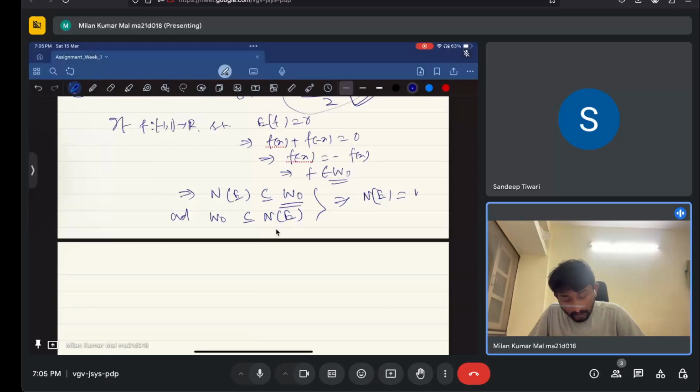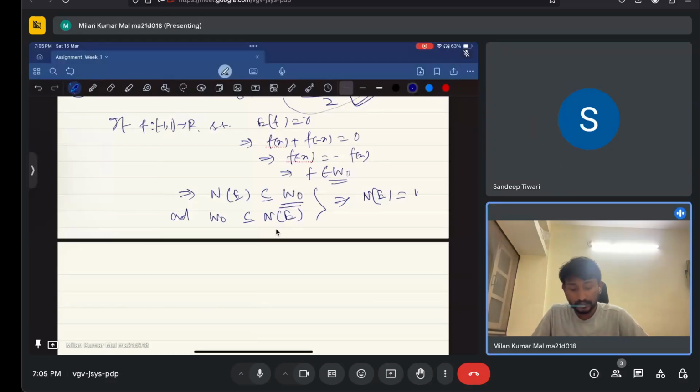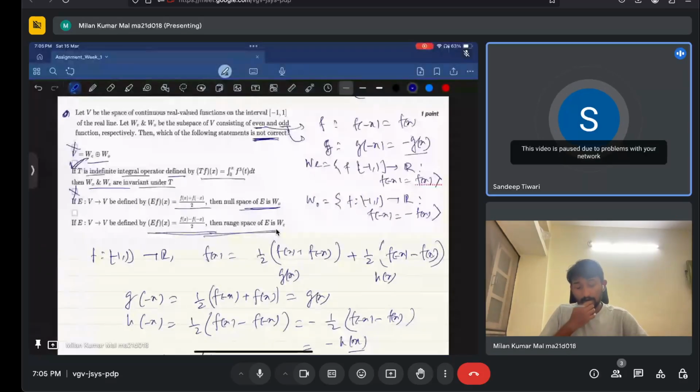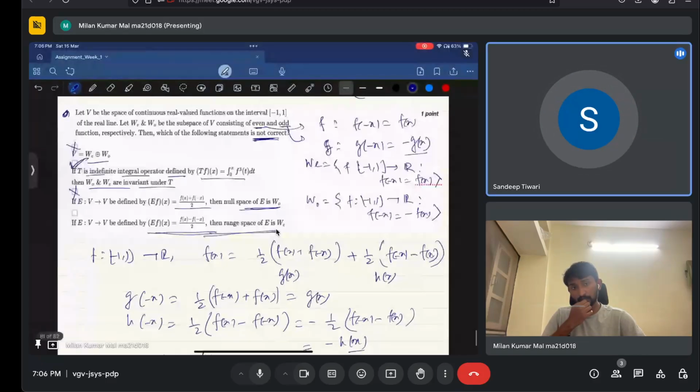Second, the operator E defined by the range space of E is W even. That is false, right? Because here the range space should be W naught. No, sorry. So this is correct. The range space of E is W even.